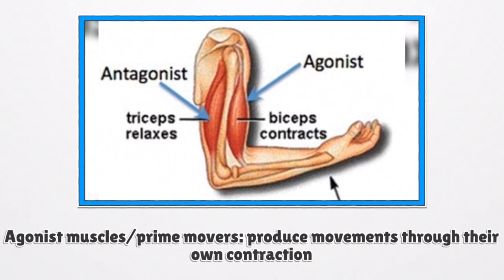So the question is, can I use two words to describe one muscle? The answer is yes. In the bent arm, the biceps was responsible for bending the arm, so it can be described as a flexor. And because it started the whole movement of the arm, it can be described as an agonist or prime mover as well.